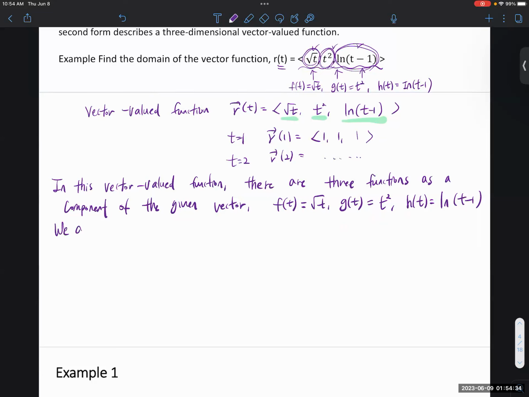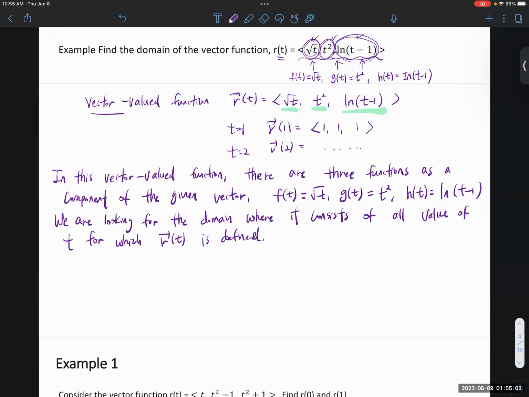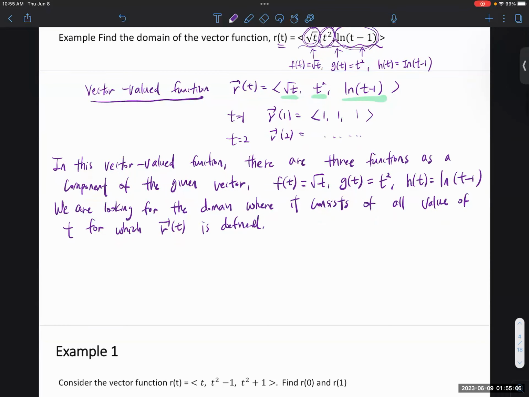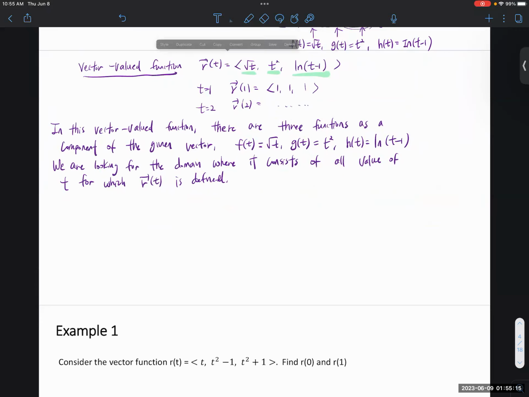We are looking for the domain, which consists of all values of t for which our vector valued function is defined. I want to find out the domain that defines this vector valued function. So what I'm saying is, I'm going to show you that work. So let me minimize a little bit.